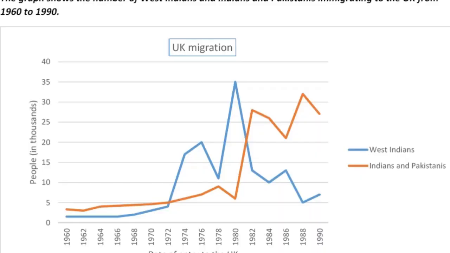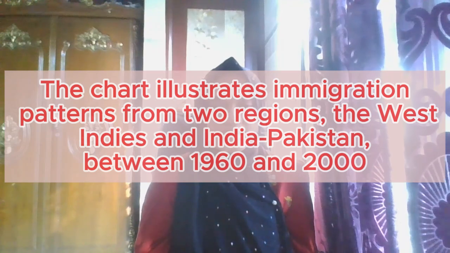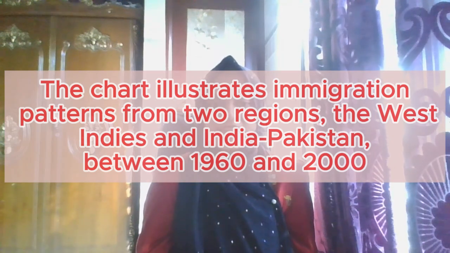Let's go through an example to understand how to structure your response for IELTS Writing Task 1. Imagine you have been given a graph showing the immigration trends from two regions, the West Indies and India-Pakistan, between 1960 and 2000. Here's how you might approach it. For the introduction part, you should start by paraphrasing the question. That means restating what the graph shows in your own words briefly. For example, the chart illustrates immigration patterns from two regions, the West Indies and India-Pakistan, between 1960 and 2000.